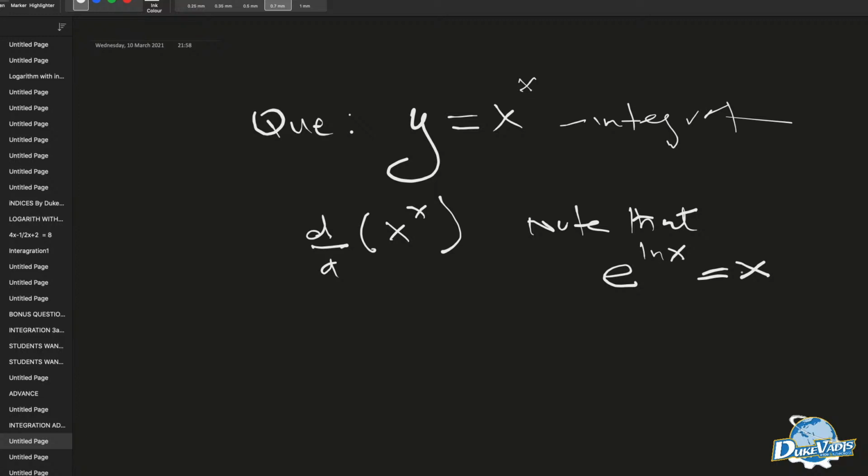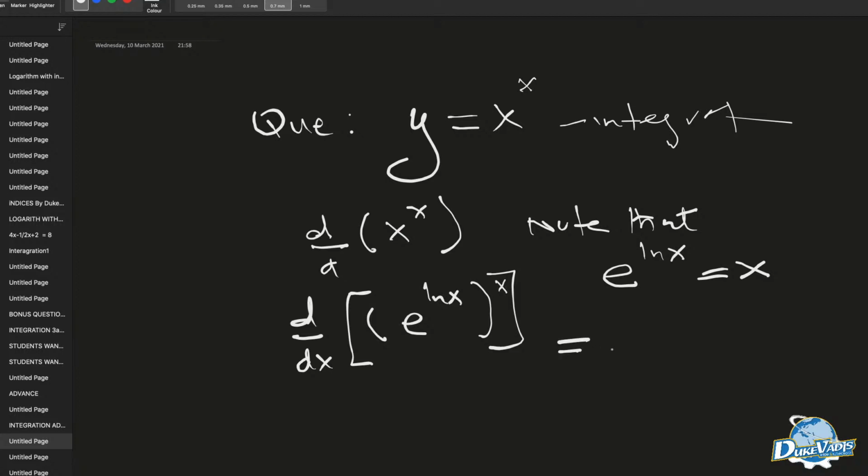So if that is the case, then we can say that d/dx of e raised to the power natural log of x, all to the power x, can be written here as d/dx of e raised to the power x natural log of x.